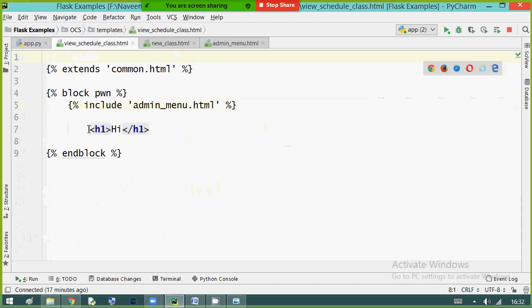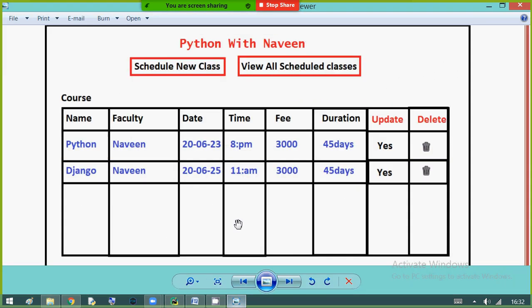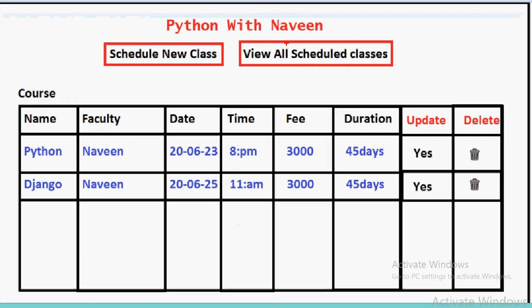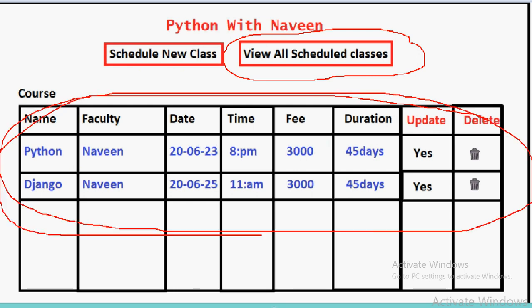Right. Now in this we need to show the table. But remember, while going to this view schedule, concentrate. As per your requirement, we need to show the details. Whenever the user clicks on view all schedule, I want to show all the data, all the records available in the database.